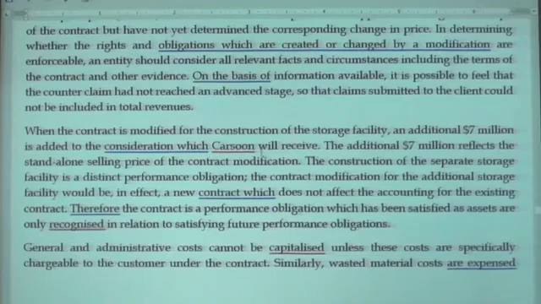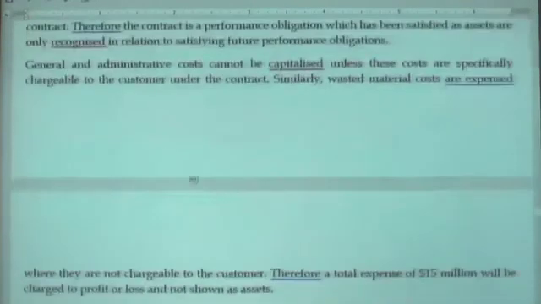When the contract is modified for the construction of a storage facility, an additional 7 million is added to the consideration which CASUN will receive. The additional 7 million reflects the standalone selling price of the contract modification. The construction of a separate storage facility is a distinct performance obligation. The contract modification for the additional storage facility would in effect be a new contract, which does not affect the accounting for the existing contract. Is that clear? And finally, general administration and waste material cannot be capitalized; that should be expensed. Is that clear?